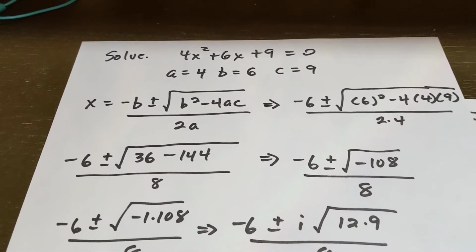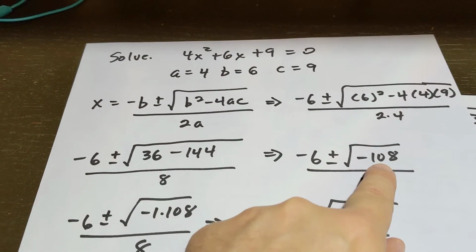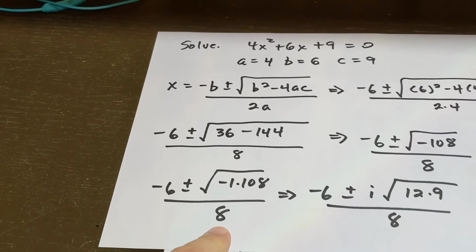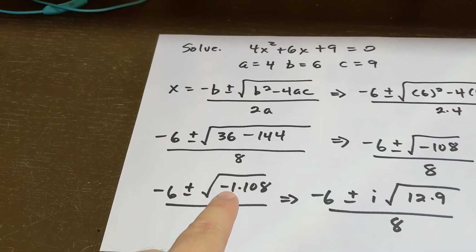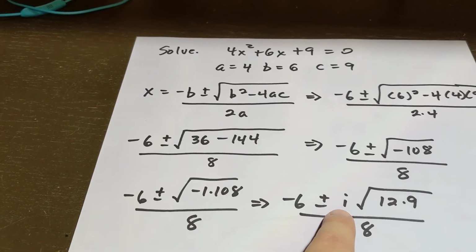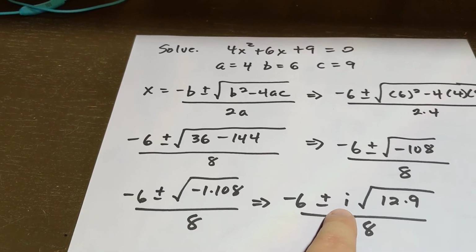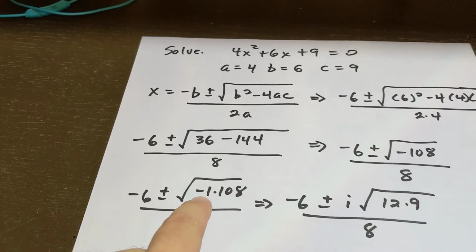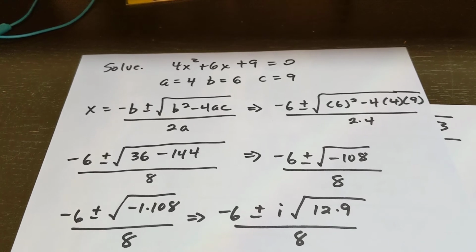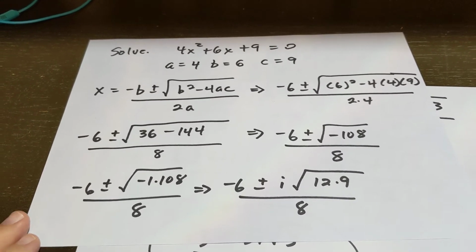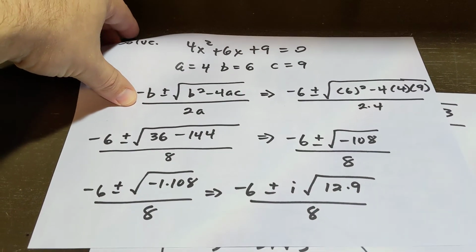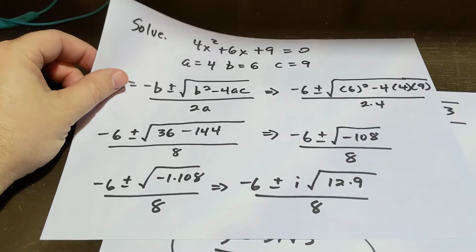So what I'm going to do is separate the negative sign from the 108 and write it like this: negative 1 times 108. Everything else stayed the same. And then everyone knows that the square root of negative 1 is called i in Algebra 2, or if you don't know that, you do now. So i is equal to the square root of negative 1. So that's why I separated this, so I could bring the i on the outside. And now I'm just breaking down 108, which is 12 times 9. So that's the way that looks. So I have negative 6 plus or minus i, square root of 12 times 9 over 8 inside the parentheses.